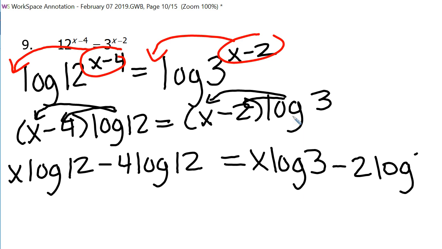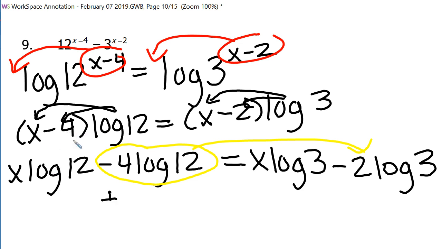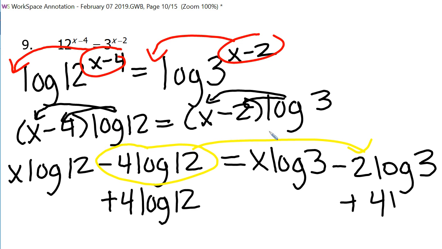And after you distribute, you want your x logs on the same side. So I'm going to move this x log to the left side, but I only want x logs on the left side. So what I'm going to have to do is take this minus 4 log of 12 and move it to the other side. So x logs on the left side, and then constant logs on the right side. So we are first going to add 4 log of 12 to both sides. Move it over here. And to move the x log to the left side, we'll have to subtract x log of 3 from both sides.